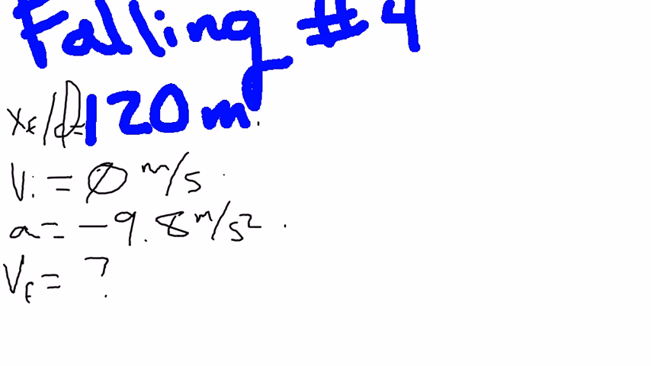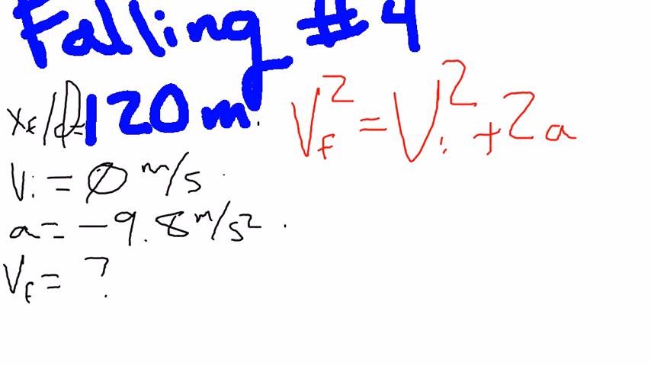So looking at your list of givens, you have 2 questions to ask as always. One, is there a time in your list of givens? And the answer is no. So if there is no time, you right away know that your equation will be the second one. VF squared is equal to VI squared plus 2AD.